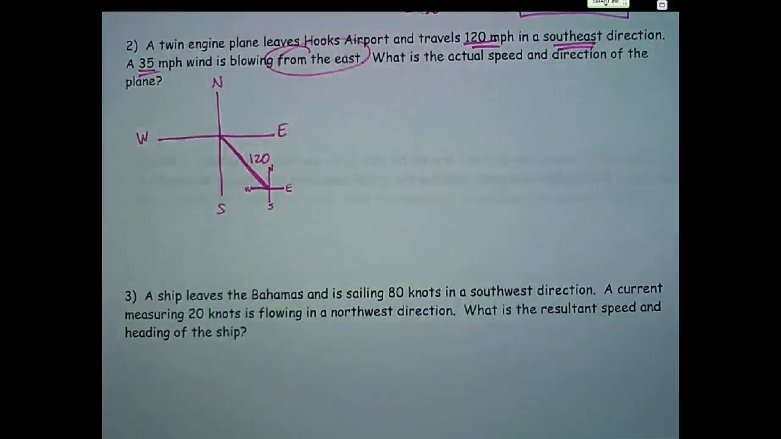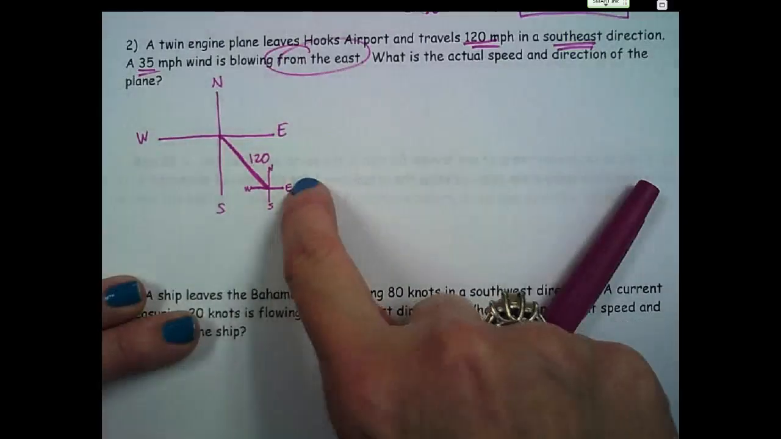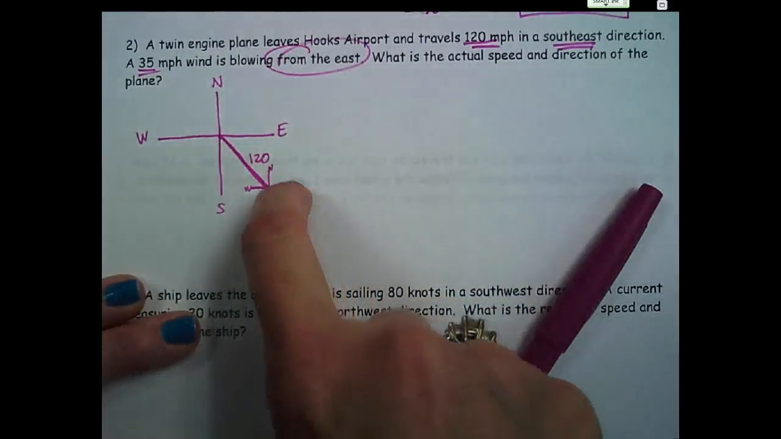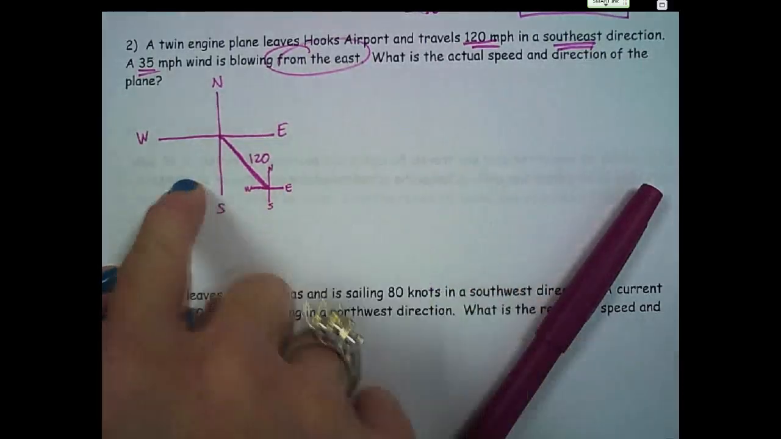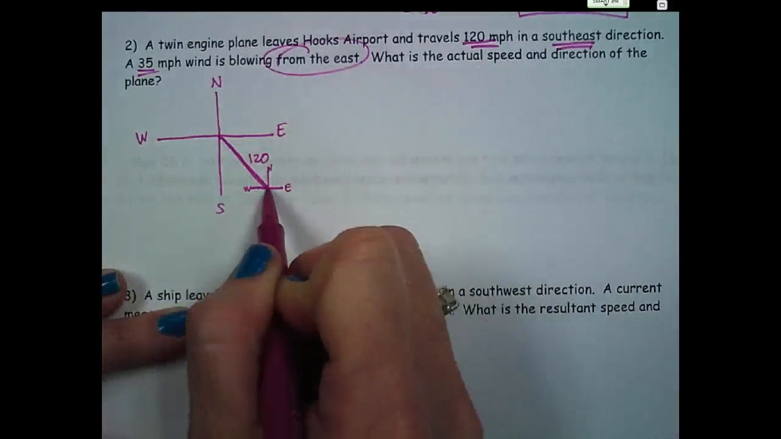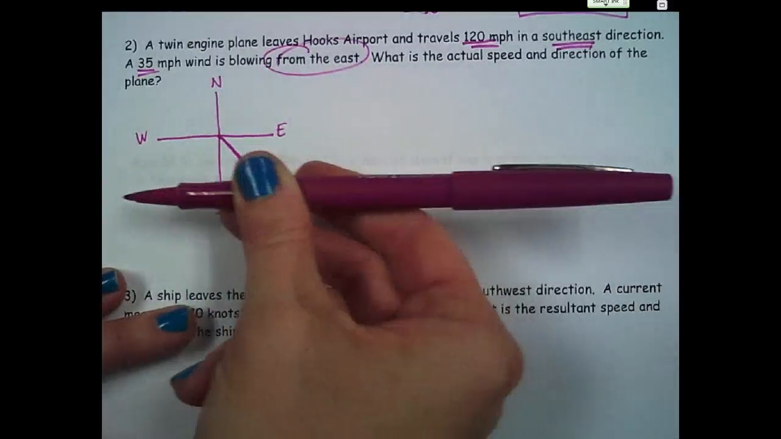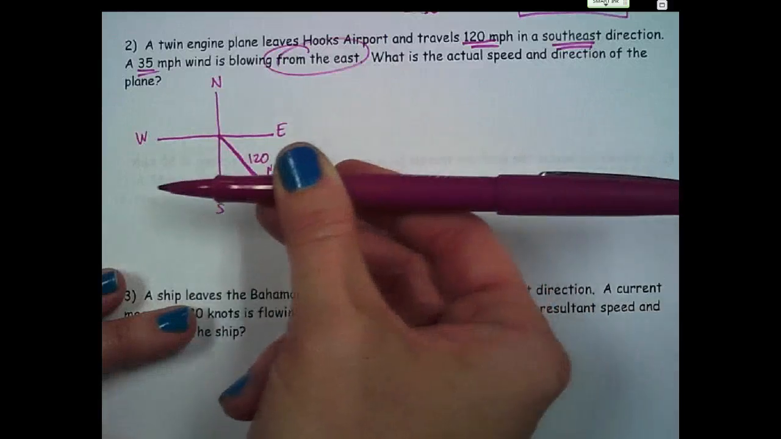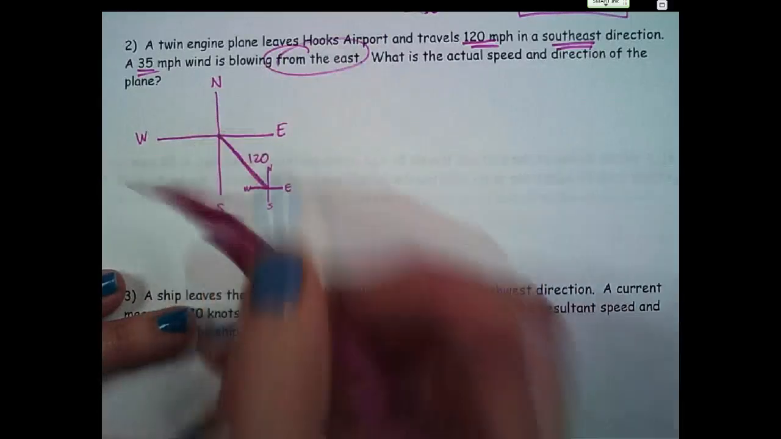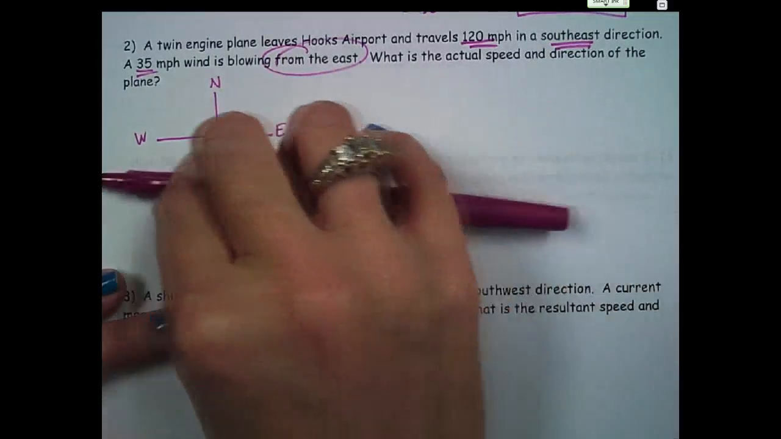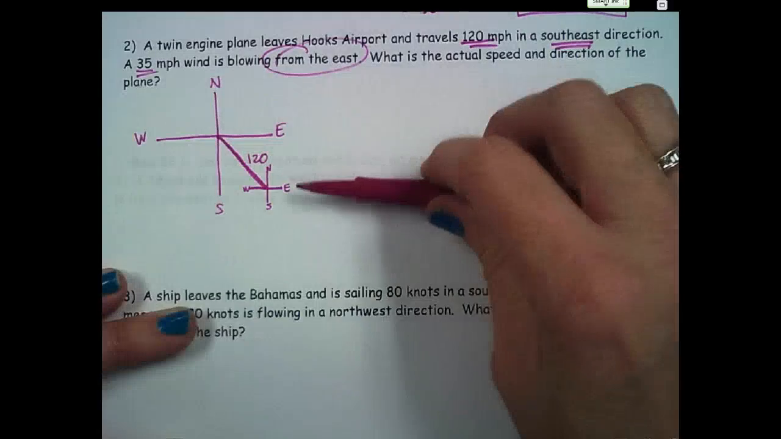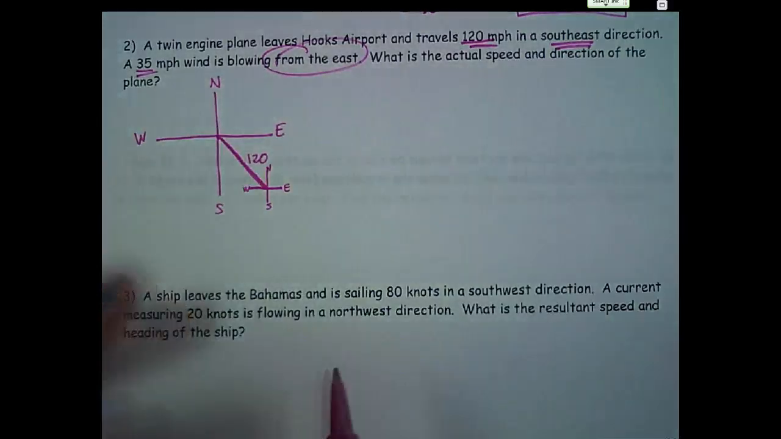If I'm coming from the east, which way am I going, technically? Look at your paper. Here's the east. If I'm coming from the east, which way am I going actually? Towards the west. Why they didn't say I'm going towards the west, I don't know. If your wind is blowing from the east, which way am I actually going? You're going west. Look at your compass rose. From the east is sending me west.